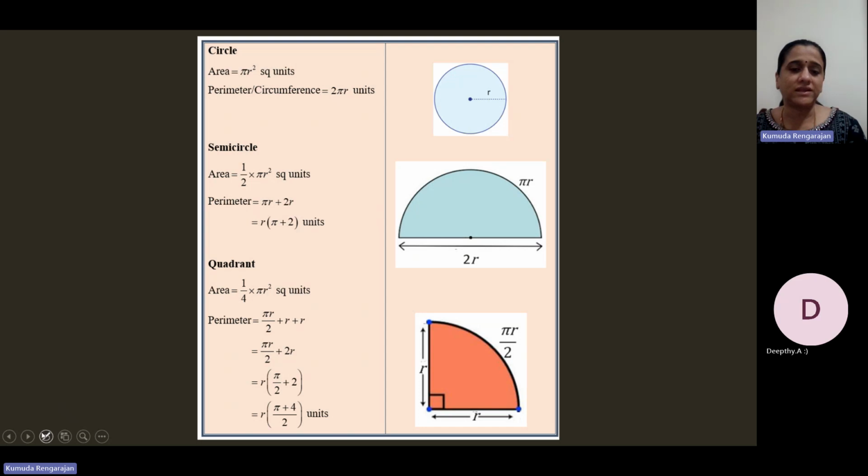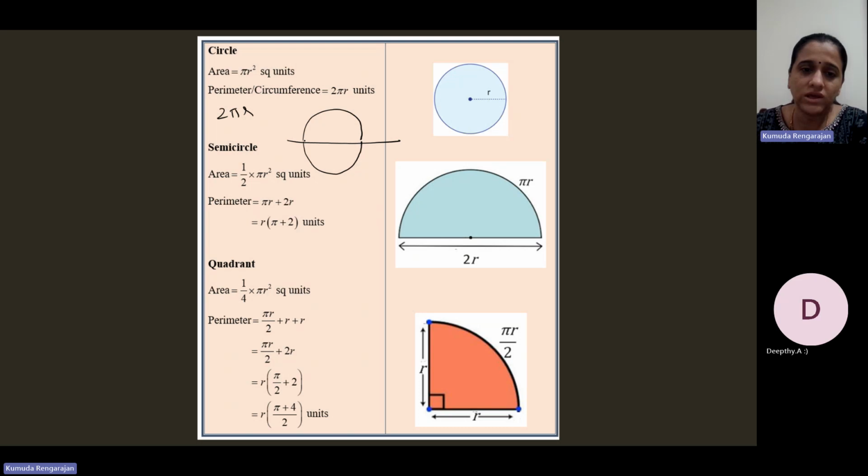Perimeter is always the length of the boundary. The length of this piece is 2 pi r by 2. Because see, the length of the boundary of the circle is 2 pi r. Now that is cut into two equal pieces. Now in a semicircle, we only have this half. So the length of this piece will be 2 pi r divided by 2, which is pi r. This is pi r.